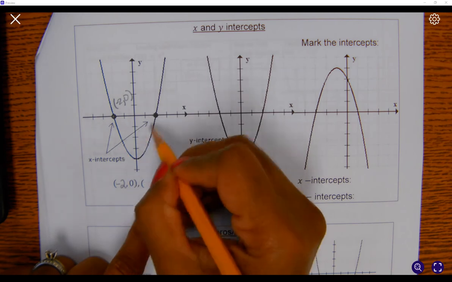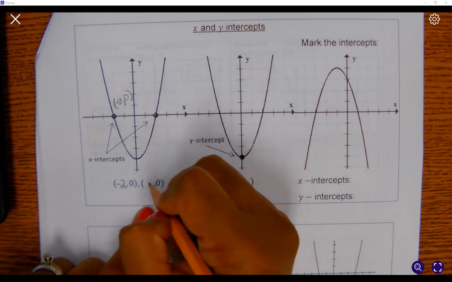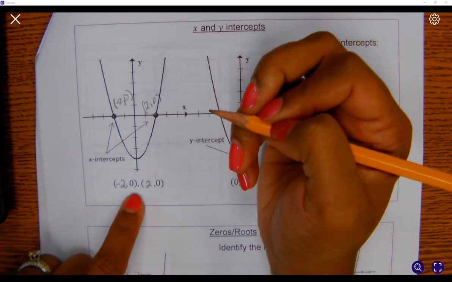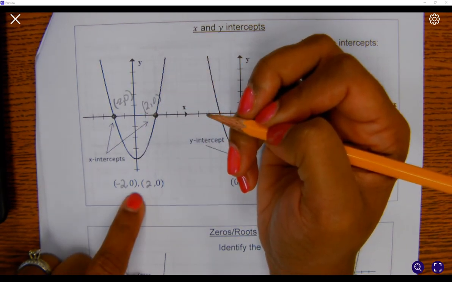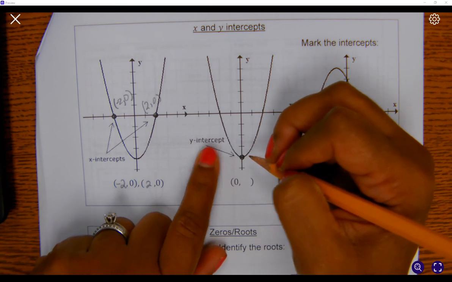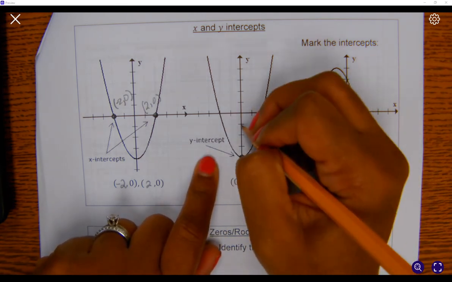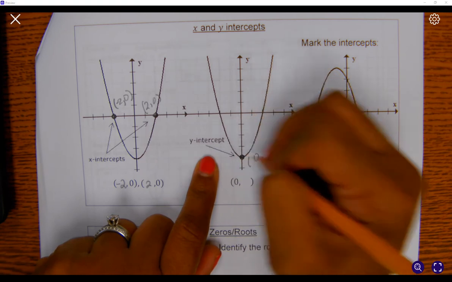Over here, x is positive 2, and then y is at 0. So on x-intercepts, y is always going to be 0. Vice versa with the y-intercept. On the y-intercept, my x is 0, and my y is at negative 1, 2, 3, 4.